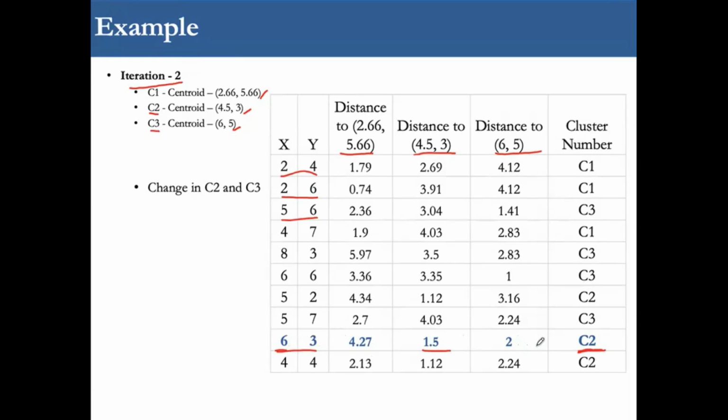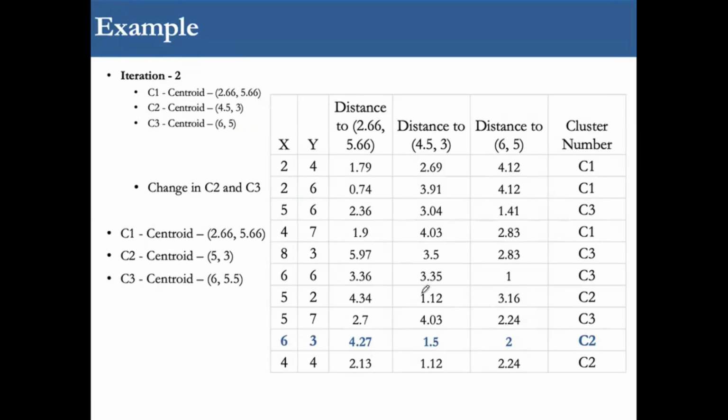Okay, so we need to recalculate the centers. So centroid points. So how to recalculate the centroid points? Again, for C2 and C3 alone, we will be recalculating it, because for C1 the first data point, second data point and fourth data point were already with C1, and in this iteration also they are with C1. So no change, only the change is with C2 and C3. So we need to recalculate the cluster center for C2 and C3.